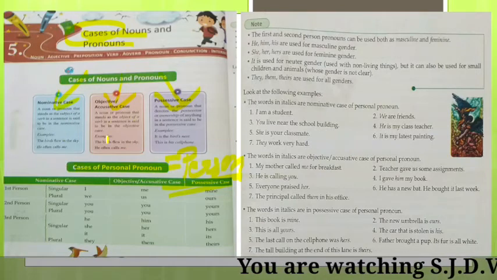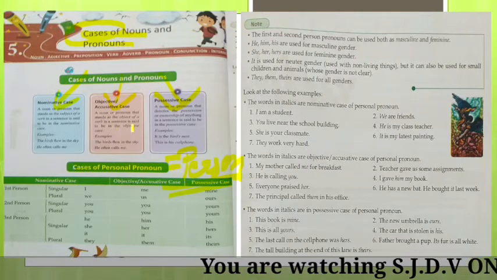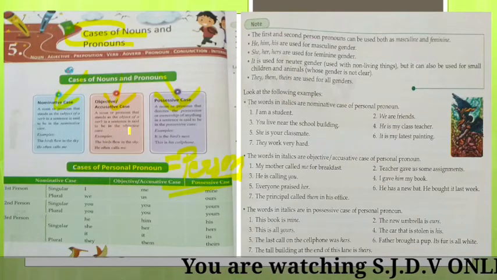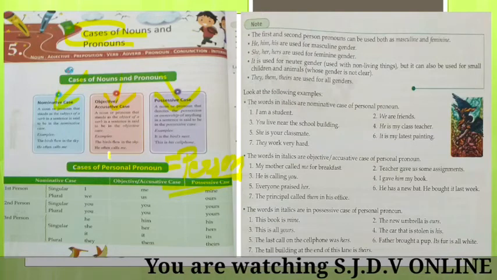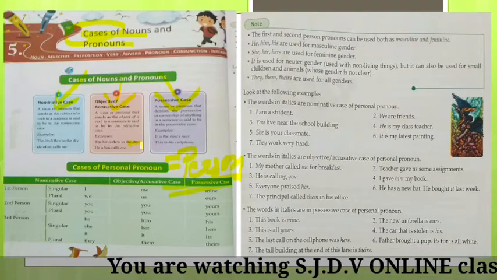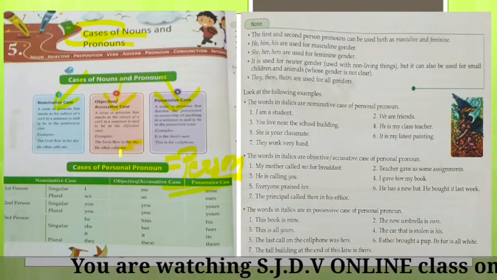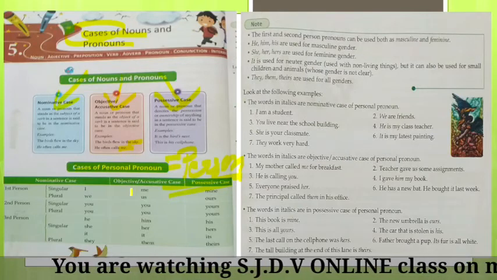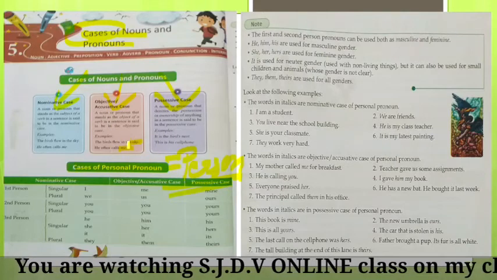Then the objective case. A noun or pronoun that stands as the object of a verb in a sentence is said to be in the objective case. For example, the birds flew in the sky. Where are they flying? That is the sky. He often calls me. Whom? Me. So that means the objective case takes its place in a sentence at the end of a sentence.